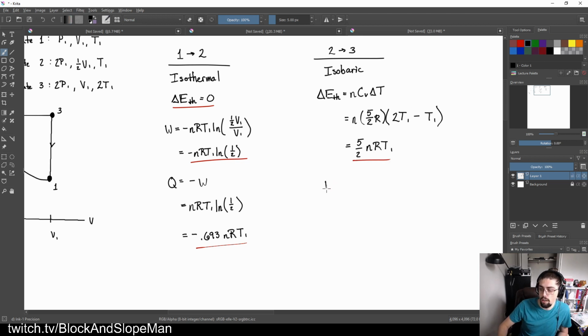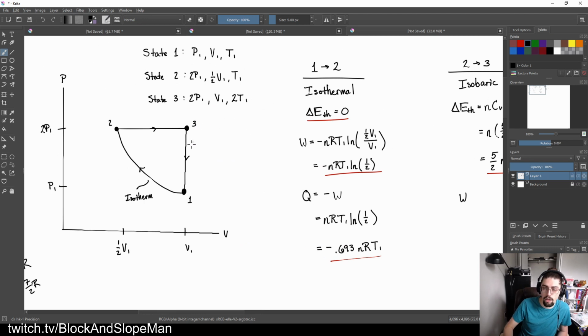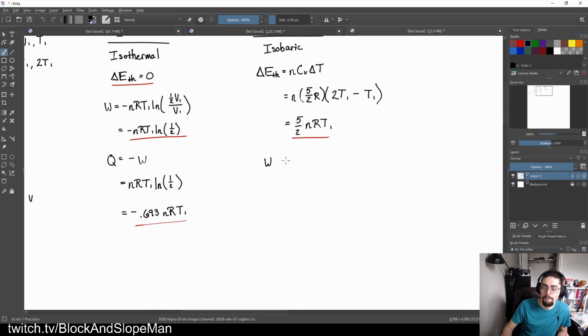Next, we'll do work, and I'll say, okay, well, I know that this is an isobaric process, which means this is really just a big old rectangle, right? So it's a negative. I am at 2 times P1. And the change of volume, I'm going from 2V1 to 1/2 V1, which means that I end up with negative P1 V1. Oh no.